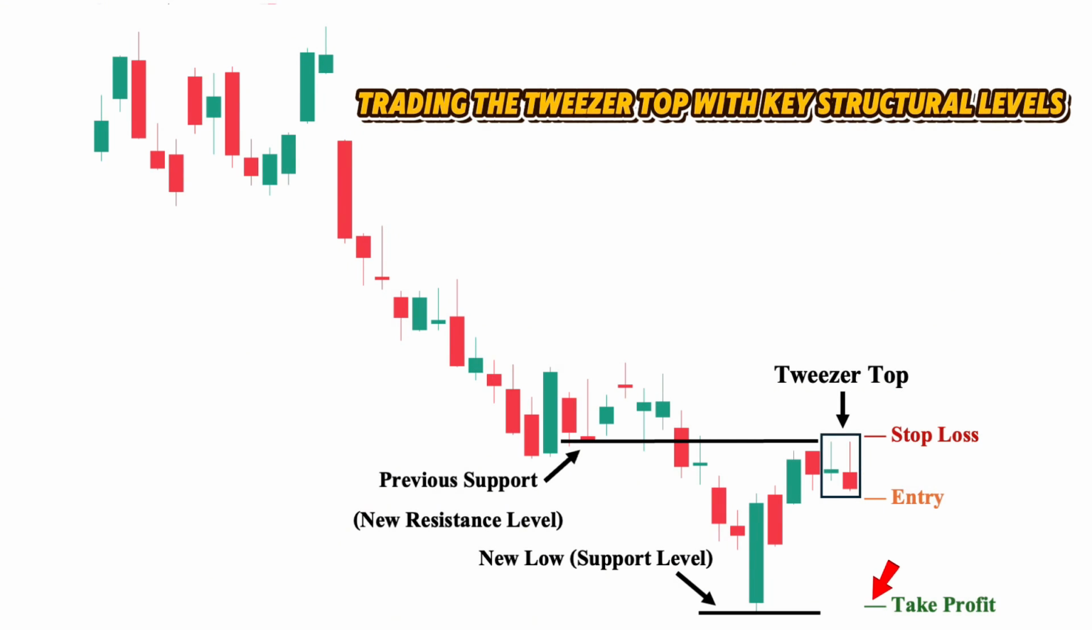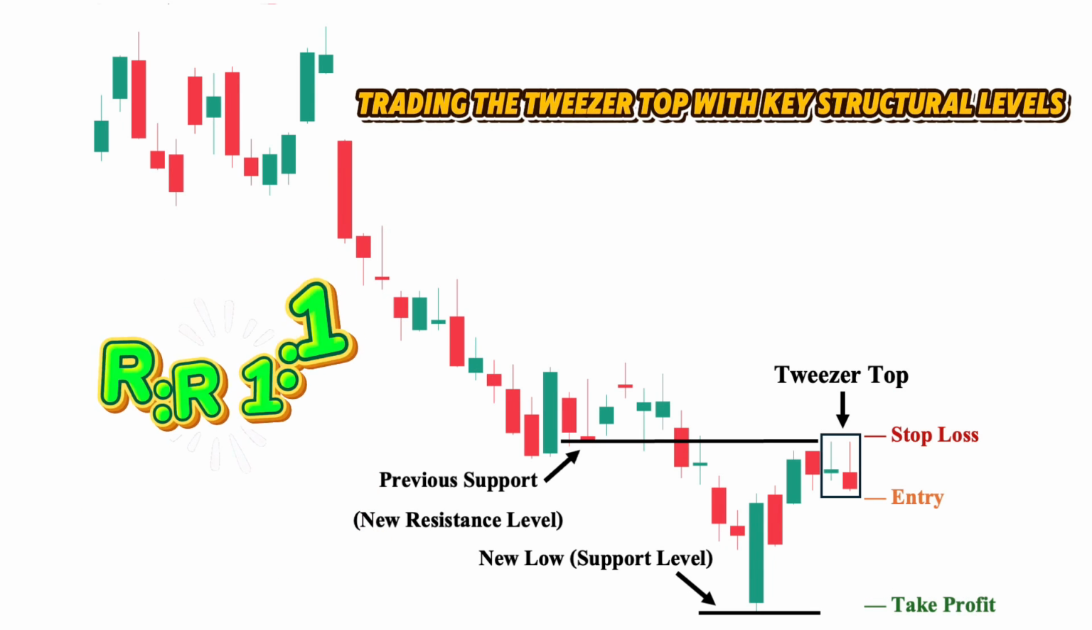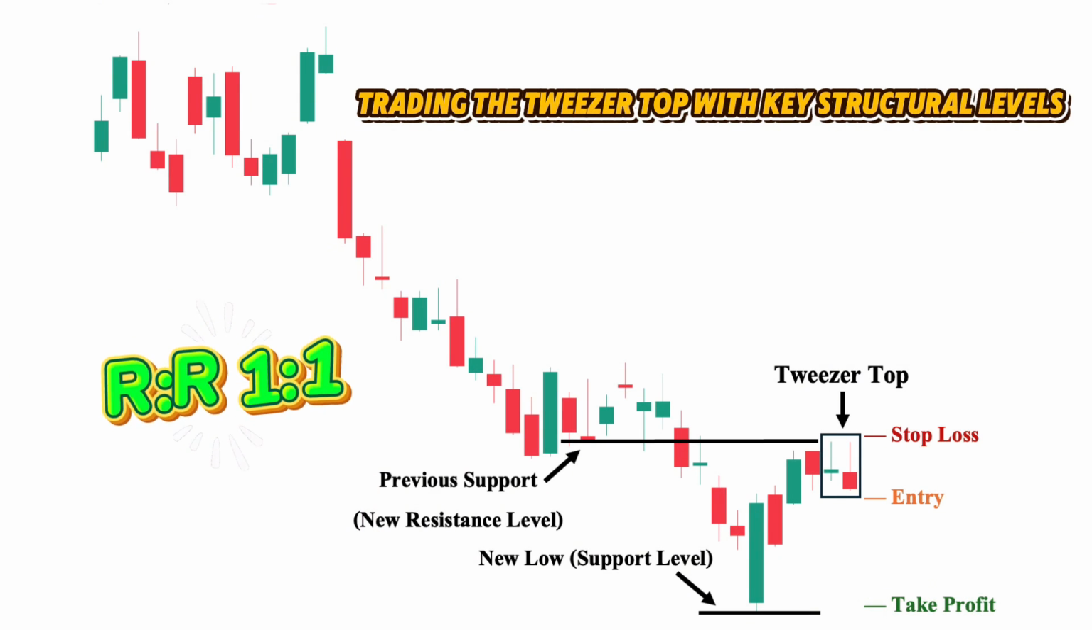And you can also set your take profit a few ticks above the nearest key structural support level. In this case, the previous low of the downtrend. And the risk-reward ratio must be at least 1:1. We do not recommend taking trades with a ratio below this in any trading situation. The higher the potential reward relative to the risk, the better. However, make sure you use an objective approach when setting your stop loss and take profit levels rather than inflating them artificially.